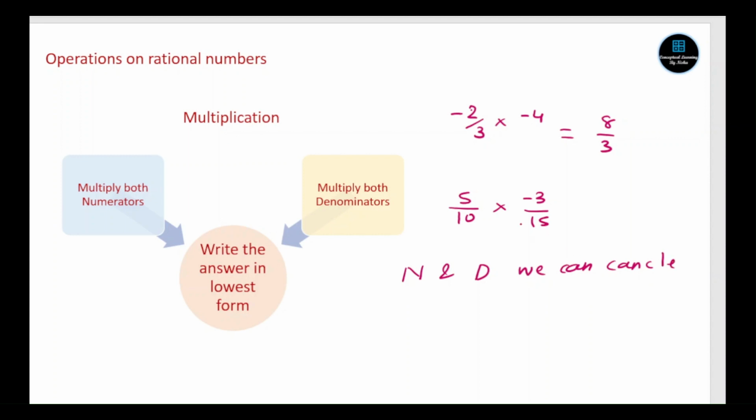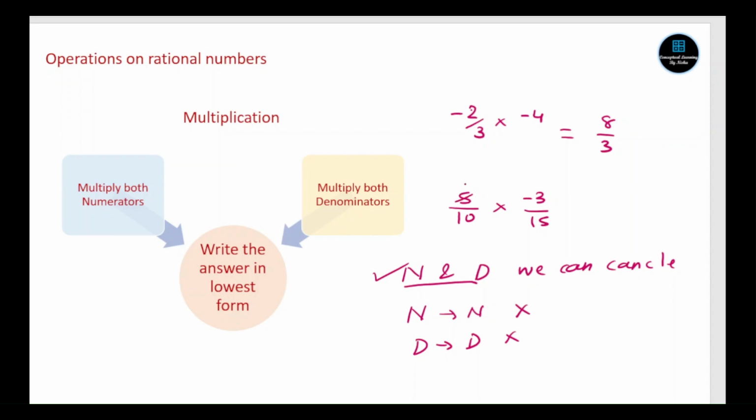We cannot cancel a denominator with a denominator or a numerator with a numerator. Numerator to numerator, no cancellation. Denominator to denominator, no cancellation. Only numerator and denominator cancellation is possible. Now see what I am trying to say.